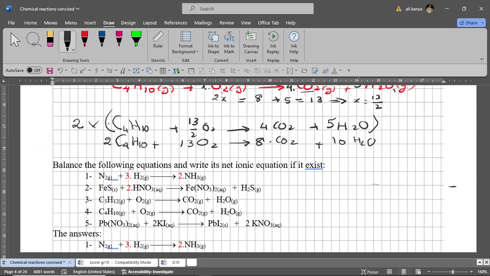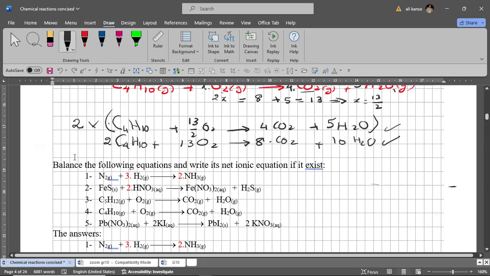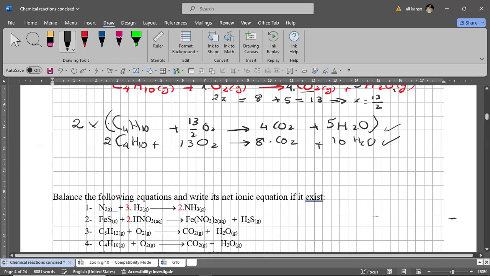This is a true balance, and this is also a true balance. Okay, let us take another equation. Second example.